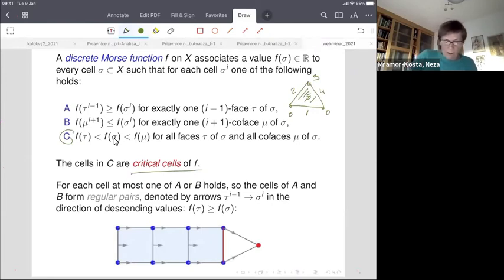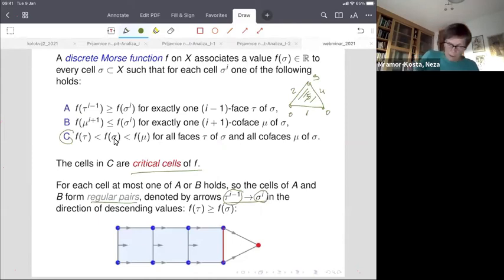So as I said, concerning the cells which belong to either A or B, it turns out that each cell can belong to at most one. So either A holds or B holds, which means that all these other cells are partitioned into disjoint pairs, which we can call regular pairs. Okay, so these pairs are usually denoted simply by arrows. So we have a cell of lower dimension, which is connected to a cell of higher dimension. And this arrow over here means that the function values are decreasing.